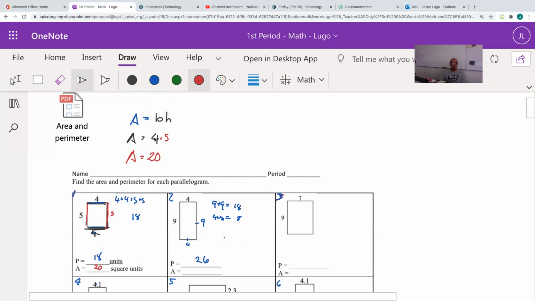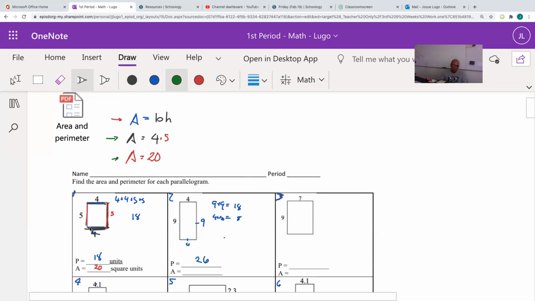Notice how I showed my work. I began with the formula. I substituted the units that I knew. So I knew what the base was, I knew what the height was, and really it doesn't matter which you use as base and which as a height, you're still going to be multiplying those two. And then I just solved it. My area is 20 units.